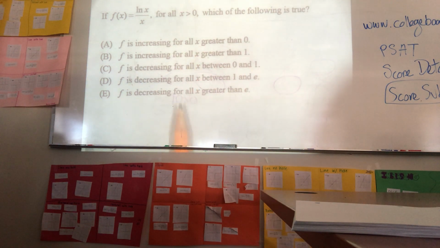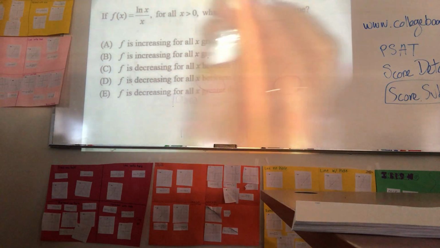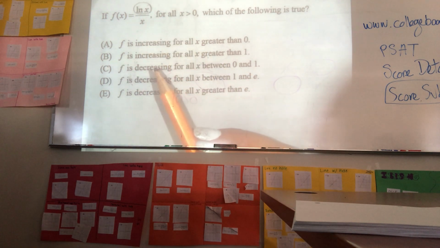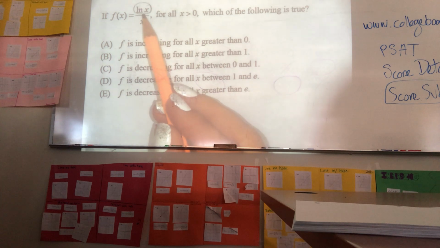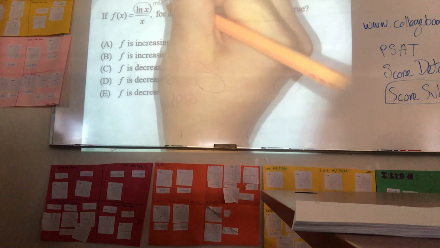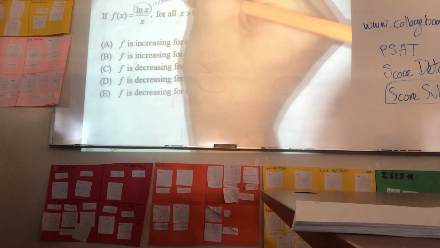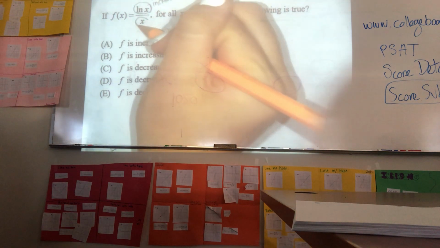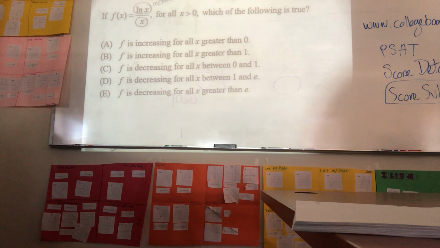Increasing for all x greater than 0, increasing for all x greater than 1, decreasing for x between 0 and 1, decreasing for x between 1 and e, decreasing for x greater than e. Okay. I don't think there's any difference. Why is that? Because it's always positive. So ln increases. Where does ln increase? Always. Okay? Great. Where does x increase? Like if I was just graphing y equals x. Always.